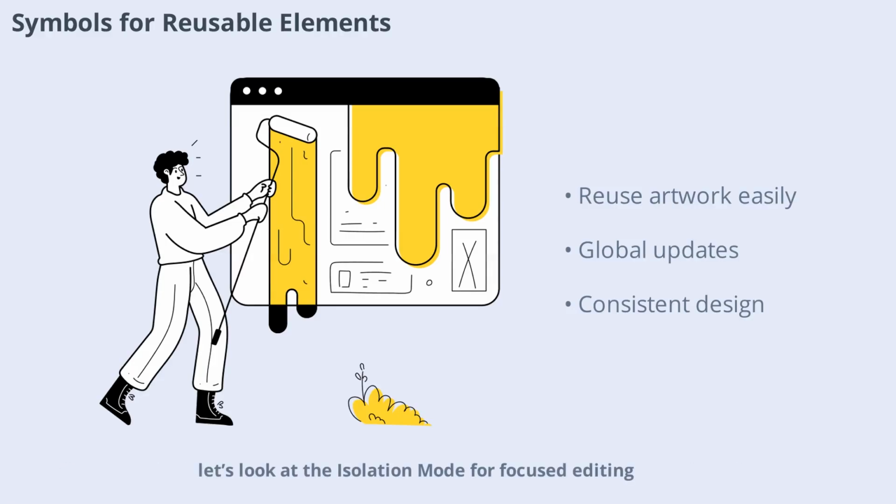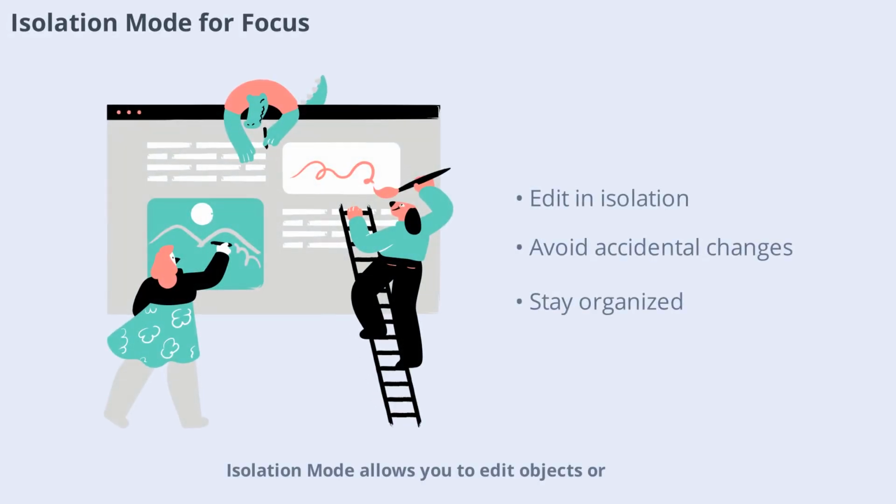Now let's look at the isolation mode for focused editing. Isolation mode allows you to edit objects or groups without affecting the rest of your artwork. By double-clicking on an object, you enter a focus workspace where only the selected elements are active.